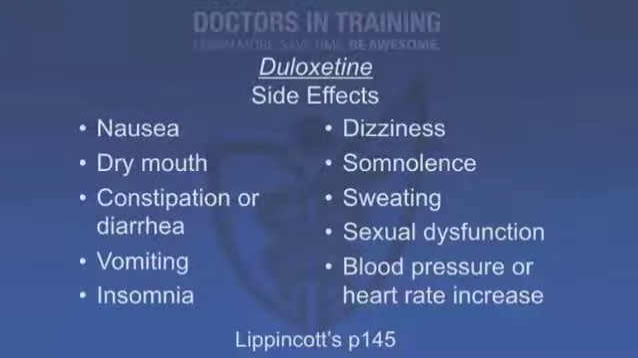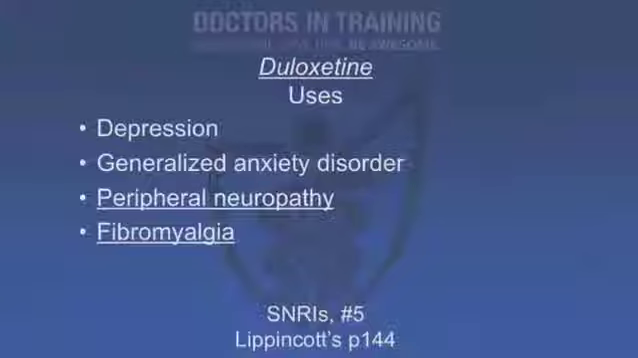Gastrointestinal side effects of duloxetine include nausea, dry mouth, constipation or diarrhea, and vomiting is less commonly seen. Insomnia, dizziness, and somnolence with sweating are also seen. Sexual dysfunction also occurs, with the possibility for an increase in either blood pressure or heart rate. Duloxetine is used for depression, generalized anxiety disorder, peripheral neuropathy, and fibromyalgia.